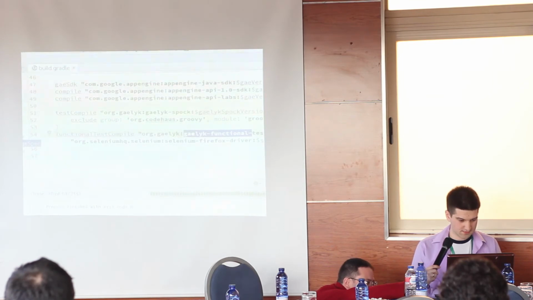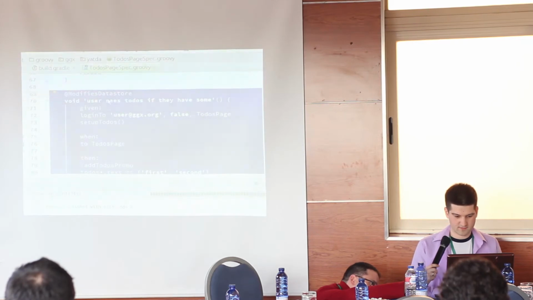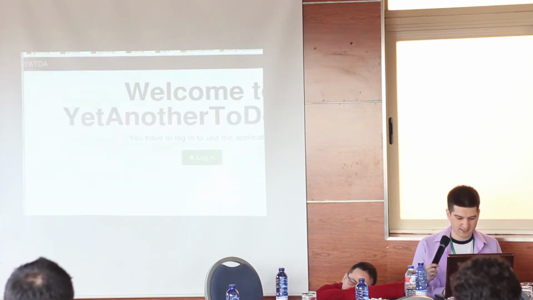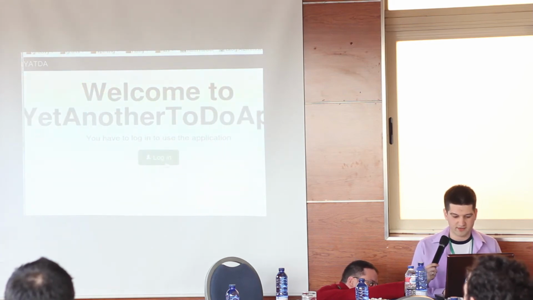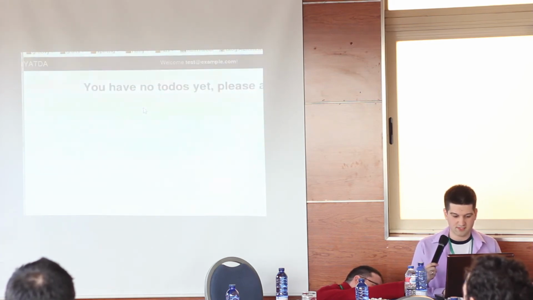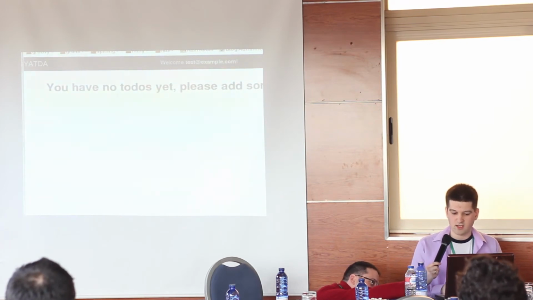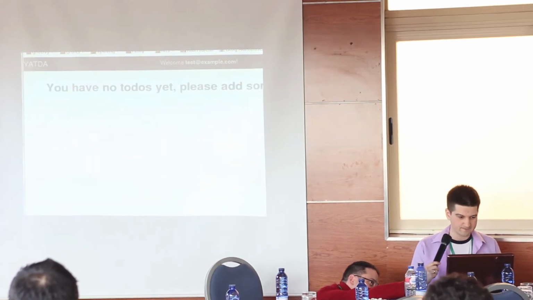Okay, so let's go to our specification. Or maybe before I start, I'll show you the application. It's really simple. Currently, you can just log in using the default Google App Engine authentication mechanism, and it just says that you have no to-dos yet. So what we're going to do, we will implement a new feature which will allow us to post new to-dos to the application.